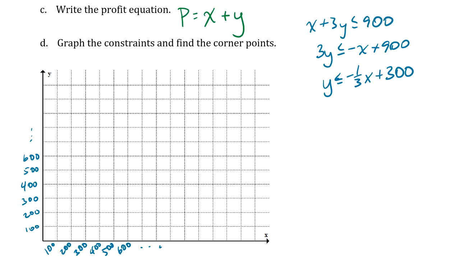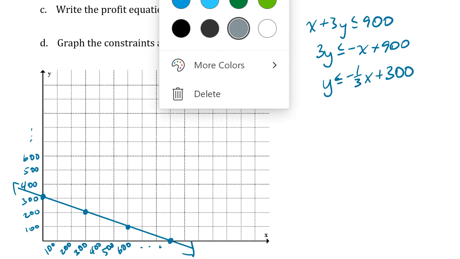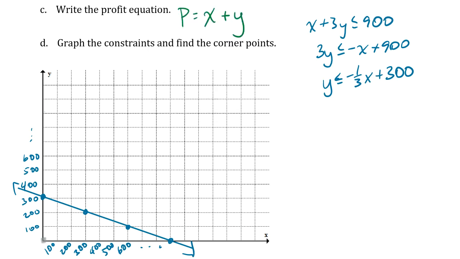Alright, so for this first one, we go up to 300, then down 1 over 3, down 1 over 3, over and over. Draw the line through it. Put our arrows. We're good to go for that one. Which, by the way, one thing that I did not show, but don't forget, the axes are also two of our constraints. So I'm just going to go ahead and bolden those up just so we remember that those are constraints.